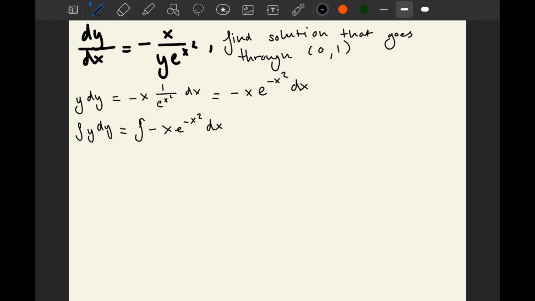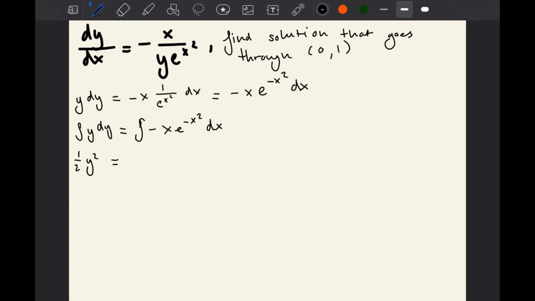So the left-hand side is pretty simple. You're just going to end up using the power rule again. Right now we have y to the power of 1, so we're going to have y to the power of 2 over 2, which is going to give us 1/2 of y to the power of 2. But on the other hand, over here we're going to have something a bit more complicated, and we're actually going to have to use a bit of u substitution.